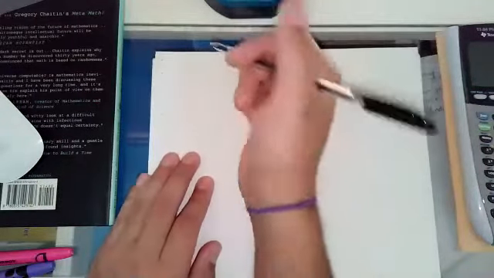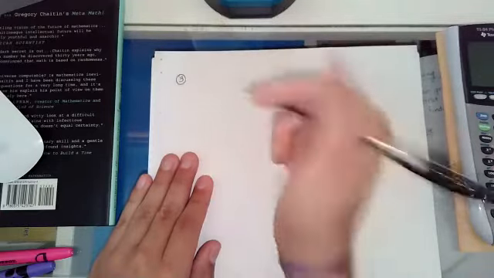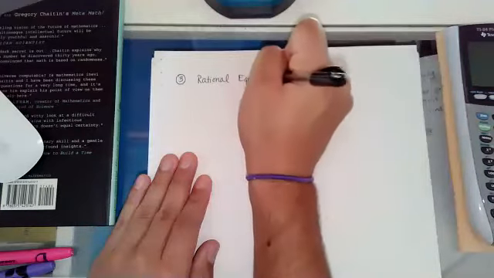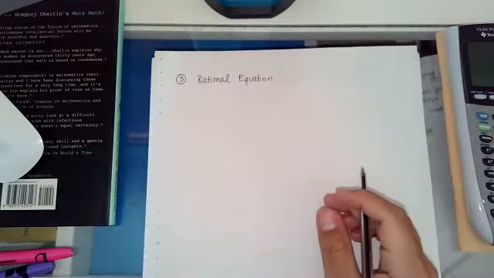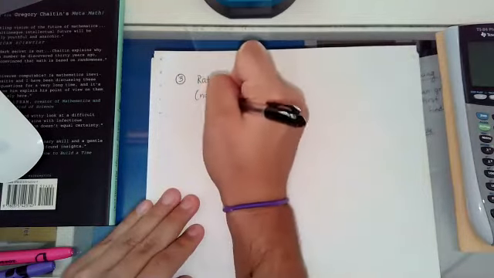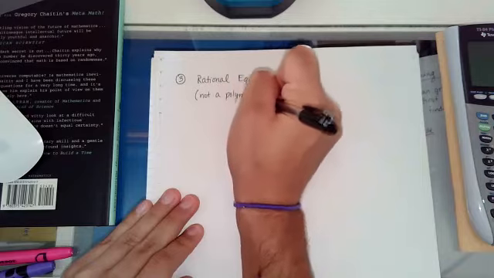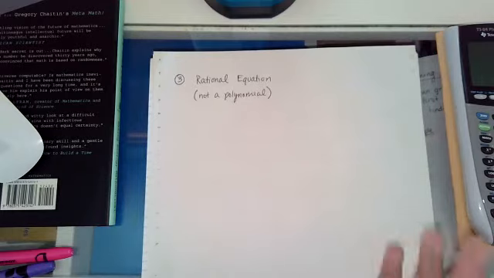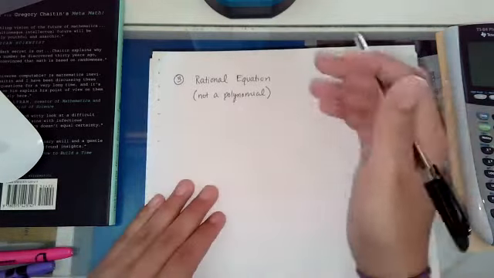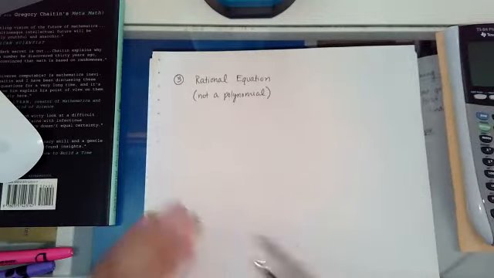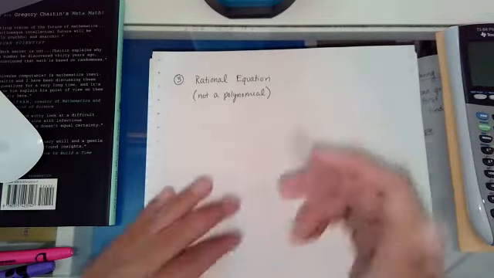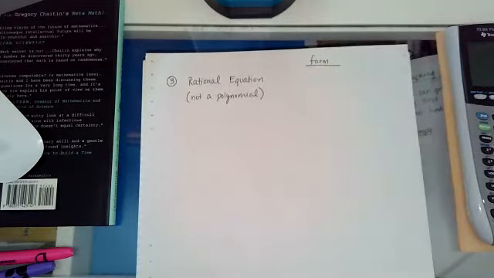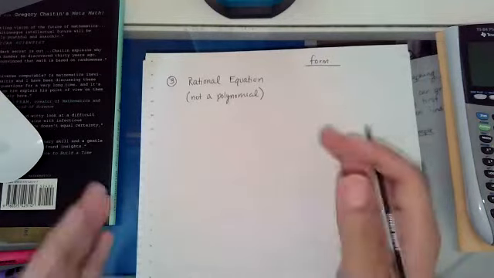From last time, we looked at rational expressions. So this third type of equation is called a rational equation. This is not a polynomial equation, because there are variables in the denominator of our fractions. And we went over the definition of polynomials a few weeks back. And we said that, okay, if you have a variable in the bottom of a fraction, that's not technically a polynomial.